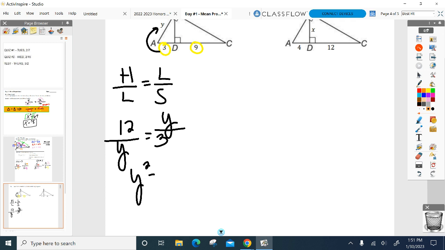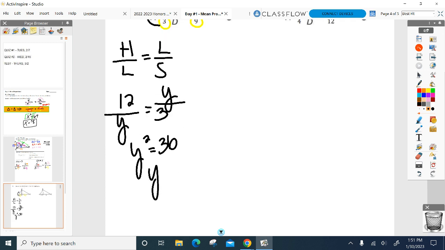Y squared equals 36. And yeah, look, did I make a big deal about plus or minus 6? But is anybody going to take issue with that? I hope you do. Can't have a negative side. I got a diagram that's got side lengths. Y can't be negative 6. So just positive 6. Final answer.